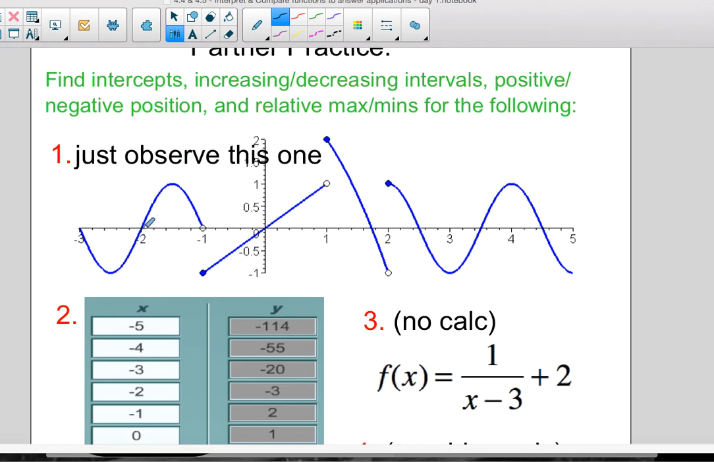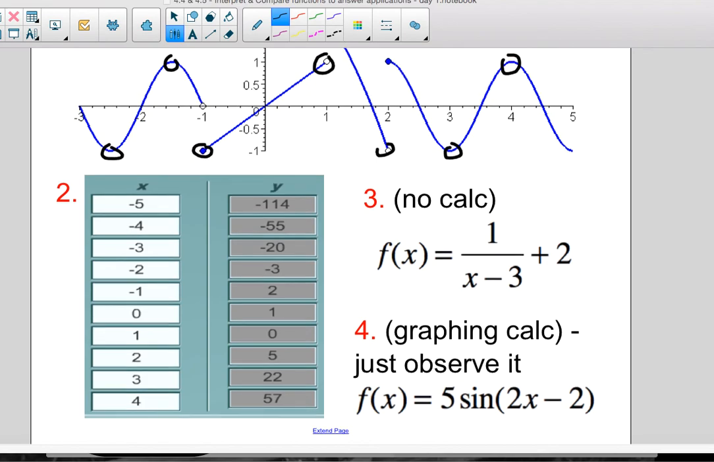Positive and negative, right? Positive, positive, positive, positive, and positive. Everywhere else would be negative. Maxes and mins, the local ones, right? So we have here, here. You could even say this would be a relative min and this would be a relative max. Same thing with these two, I guess. But it's mostly the ones where your graph is changing direction. So these ones would probably be the better ones. Maybe here if you wanted to include that one, or here if you wanted to include that one too.